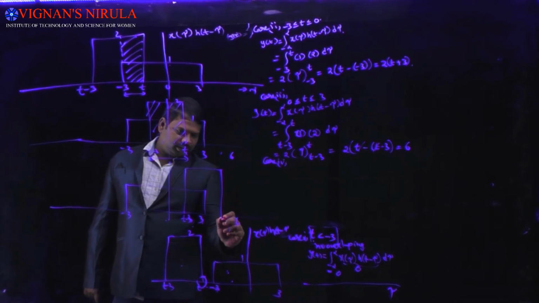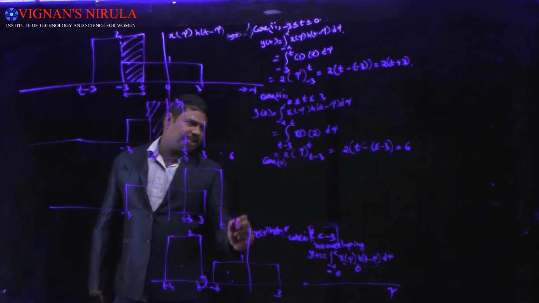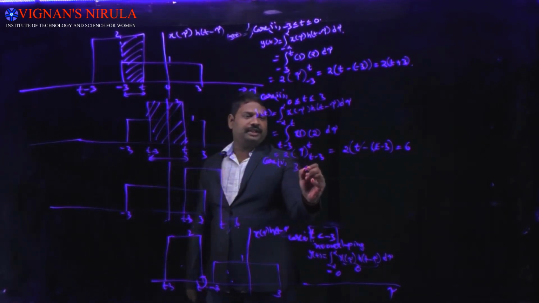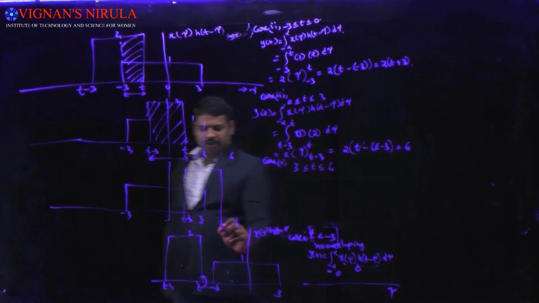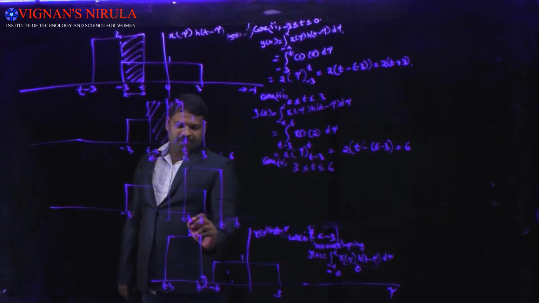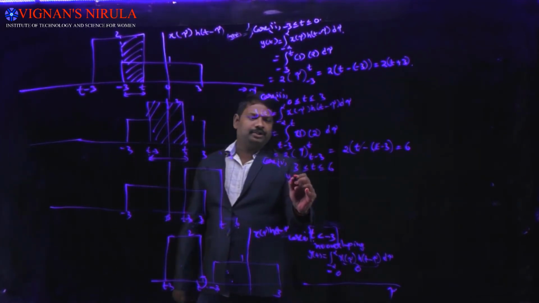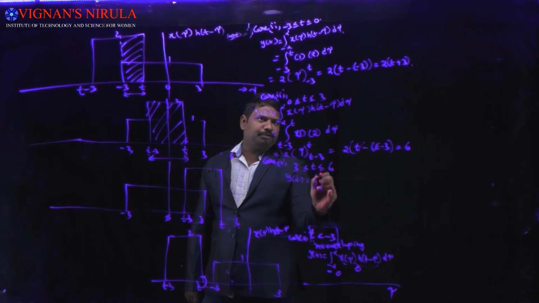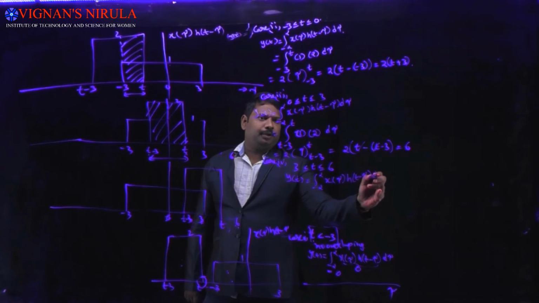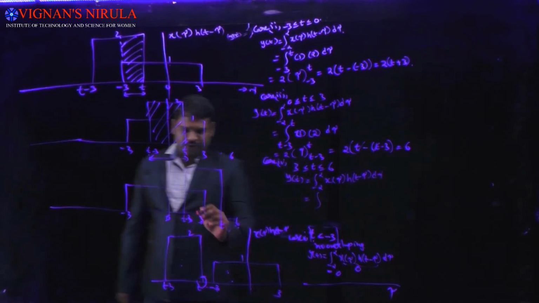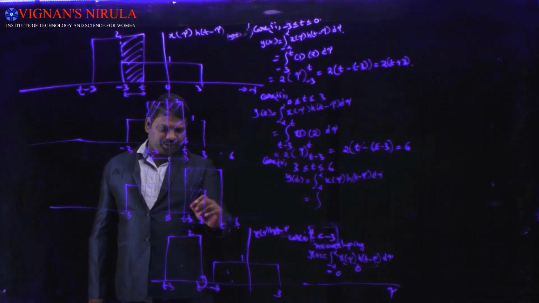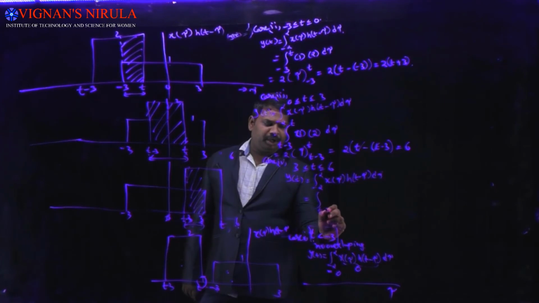And as well as this particular t will be between 3 to 6. That is the case of 3 less than or equal to t less than 6. T will be between 3 to 6 and t minus 3 between 0 to 3. Therefore, in the case of y of t equal to integral from minus infinity to infinity of x of tau, h of t minus tau, d tau, the common region that we have is from t minus 3 to t.